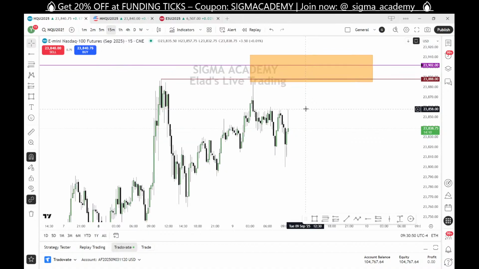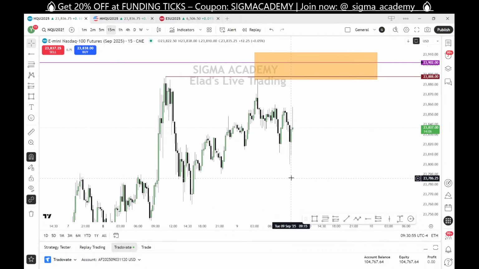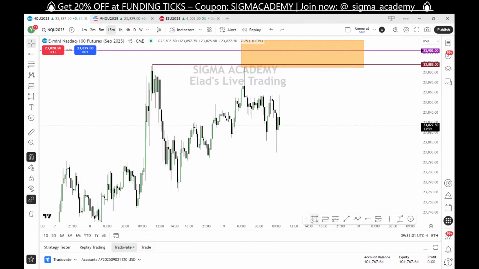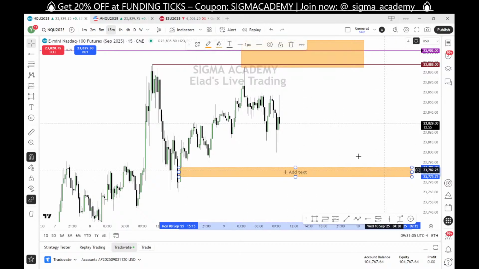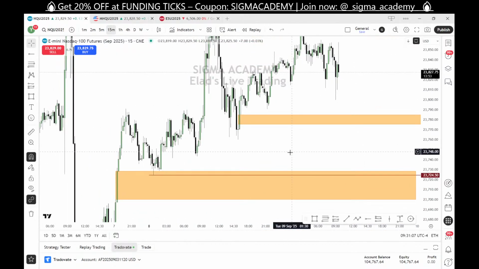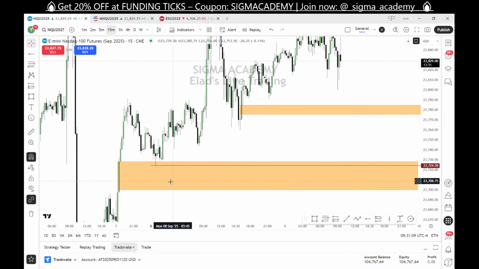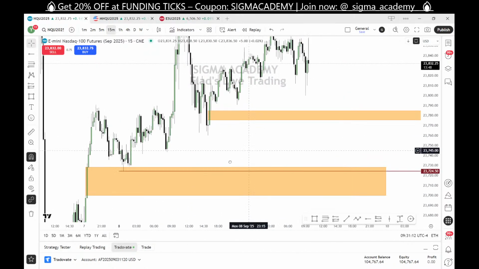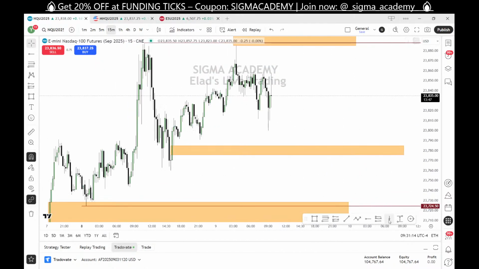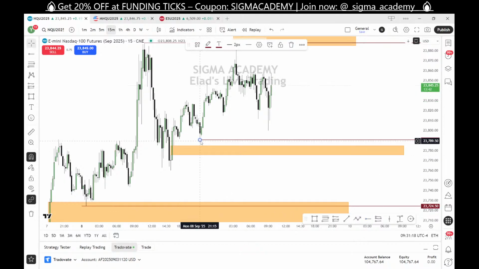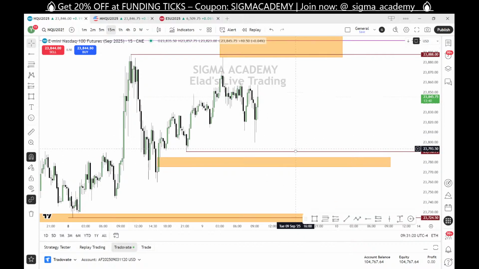First of all, I want to look at liquidity. Second, I want to see where the inefficiencies are above the 15 minutes. Where are they that we haven't touched yet? You can see it right here, and also here. So, for now, this may be attractive also.